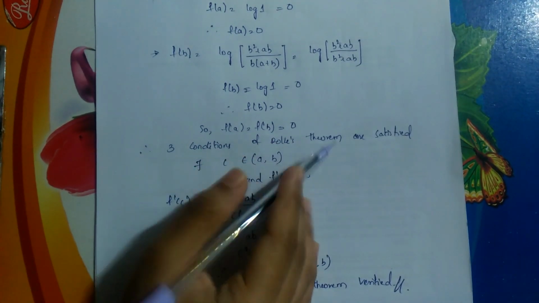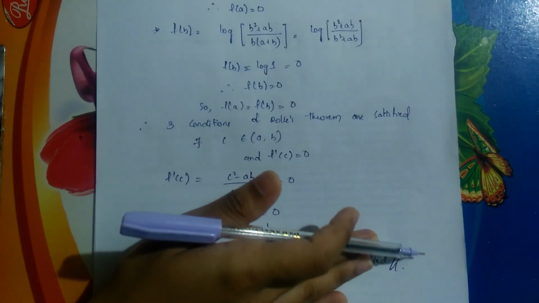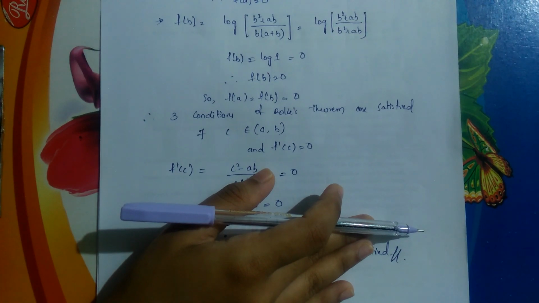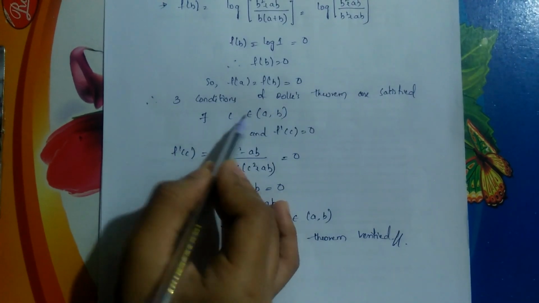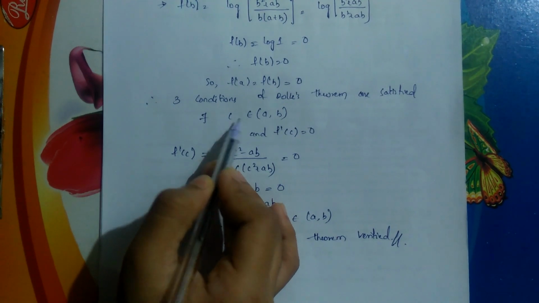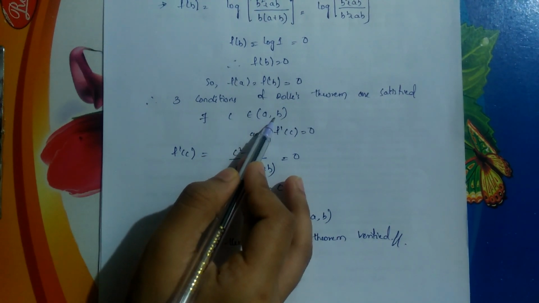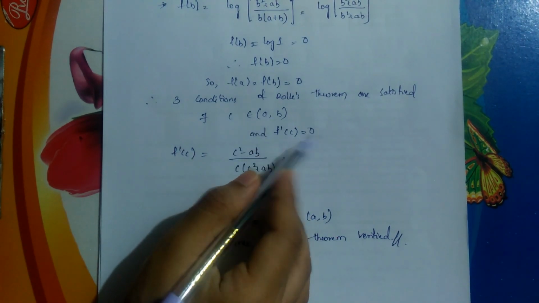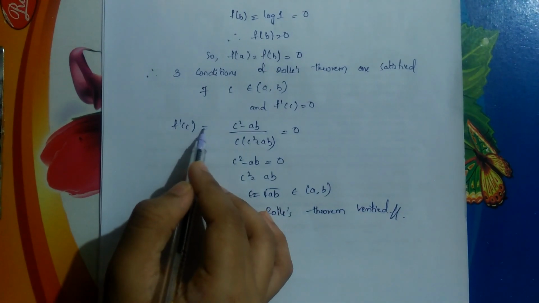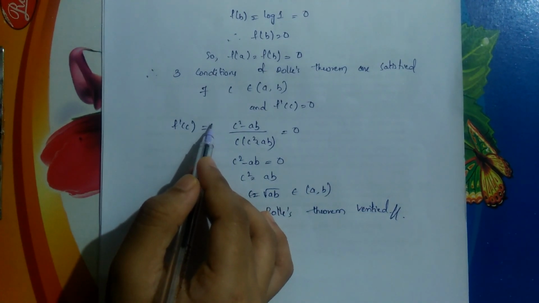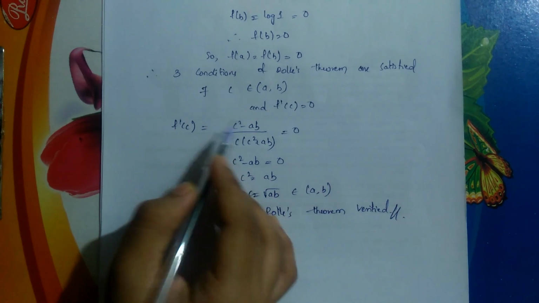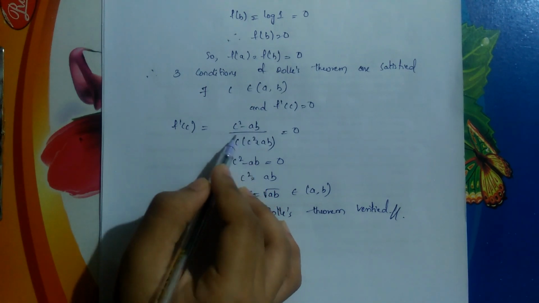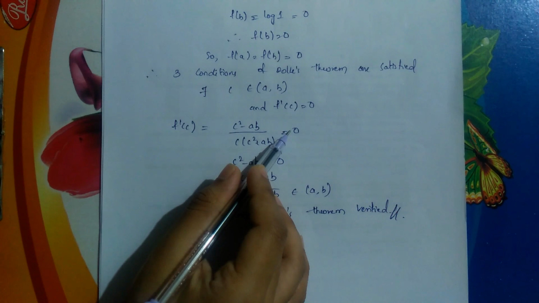Therefore the 3 conditions of Rolle's theorem are satisfied. That is, first one is continuous, second one is the function is differentiable, and third is f of a is equal to f of b. So there exists a point c such that it belongs to the interval a comma b, and the differentiation at c is equal to 0, that is f dash of c is equal to 0. So f dash of x we got as (x square minus ab) by x of (x square plus ab). So in the place of x we are substituting the point c: (c square minus ab) by c of (c square plus ab) equals 0.